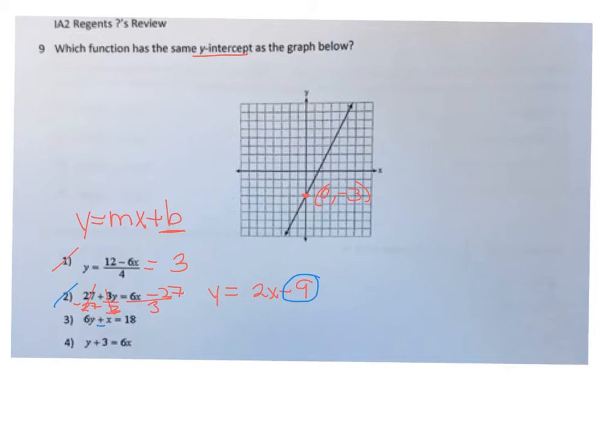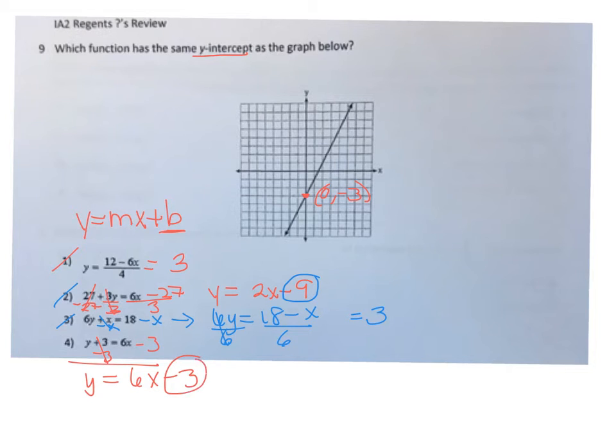I'm going to subtract x to get it to the other side. I get 6y is equal to 18 minus x, and divide out the 6. And 6 into 18 gives me 3, and I need a positive 3, so this does not work. And for the final one, all I had to do is subtract 3 from both sides, and there's my negative 3 right here. So this is my obvious answer, choice 4.